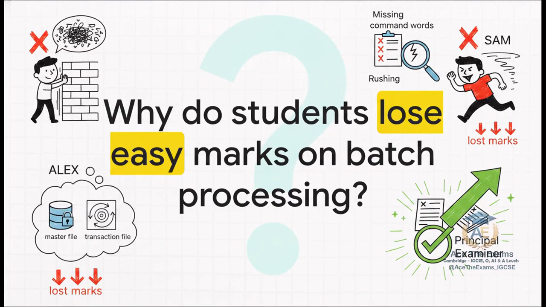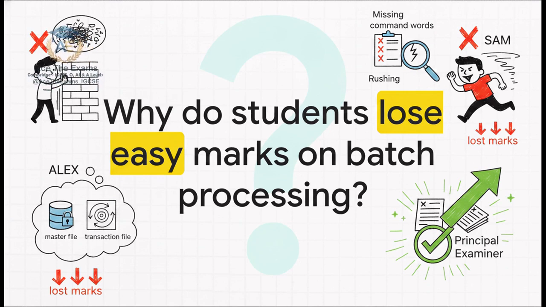So right off the bat, we have to ask, why do students consistently lose easy marks on batch processing? I mean, this specific topic acts as a notorious trap in past papers year after year. Let me introduce you to two typical students we constantly read about in the principal exam year reports. First, we've got Alex. Now, Alex studies hard, but he completely overloads his answers with raw, generic computer science facts. He'll write paragraphs about how master files are permanent and transaction files are temporary, but he provides zero context, no analysis whatsoever, just a data dump.